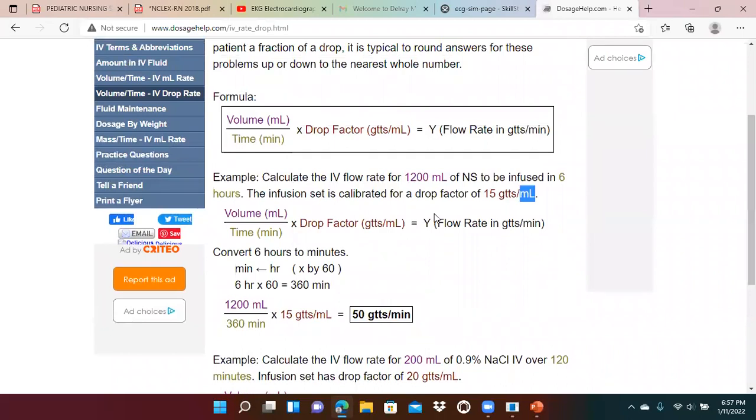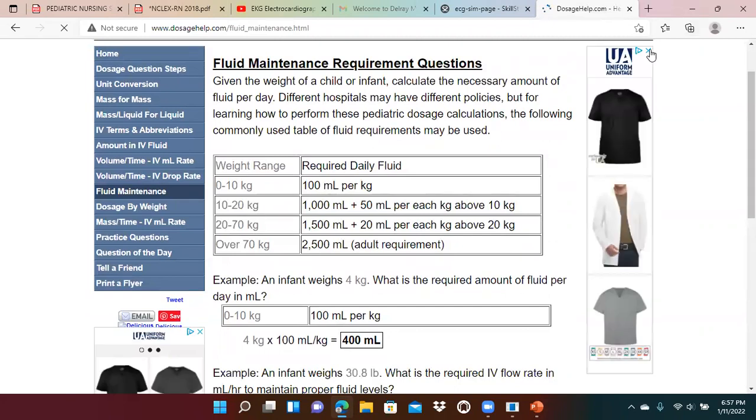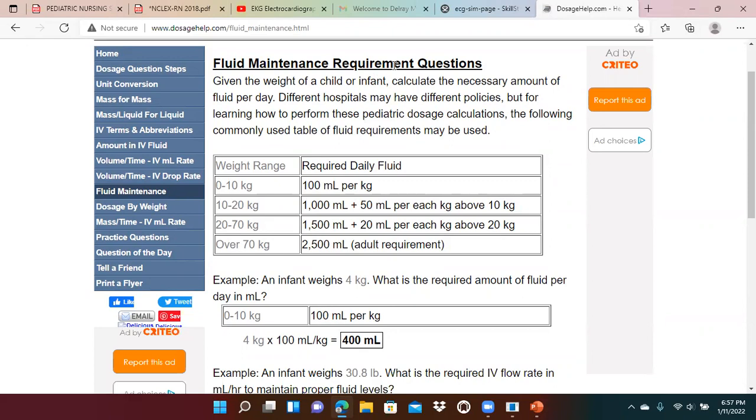What next? Next here, fluid maintenance. So the fluid maintenance formula requires questions. Given the body weight of a child or infant, calculate the necessary amount of fluid per day. Different hospitals may have different policies, but for learning how to perform pediatric dose calculations, the following commonly used table of fluid required may be used.